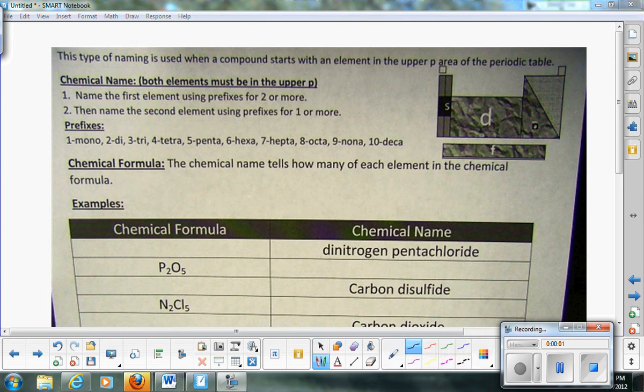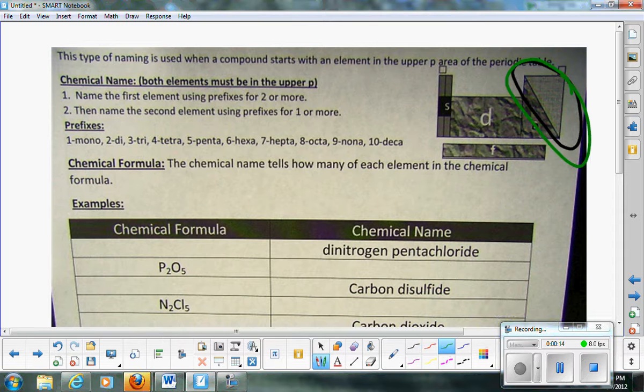I understand how the first is. Okay, this is naming type 2. When you do naming type 2, in this area, and that didn't show up very well, I'm going to try green. In this area right here, the upper part of the P, both elements, there can only be 2, both elements have to be in that area. That's the only time you can use this type of naming.